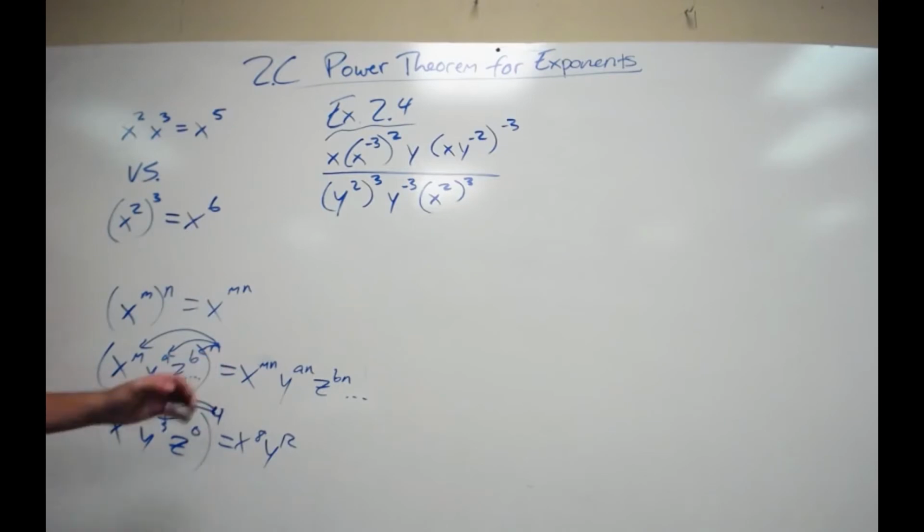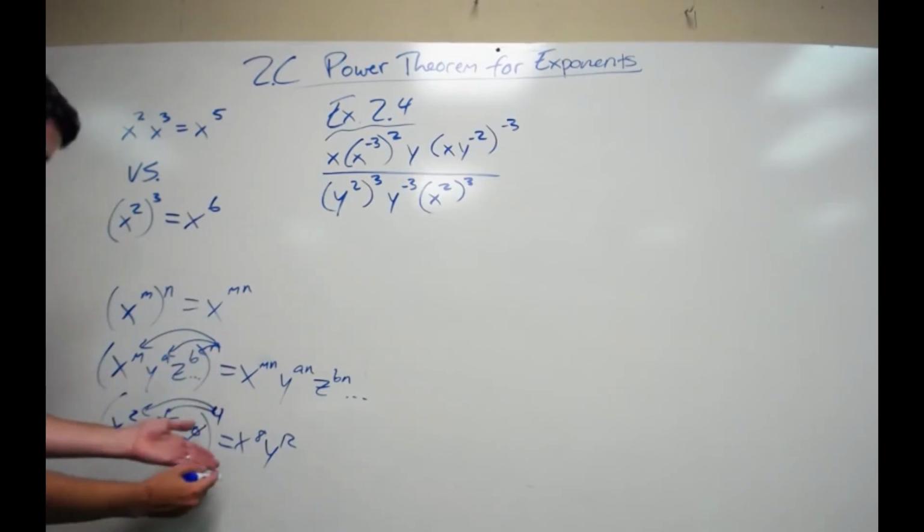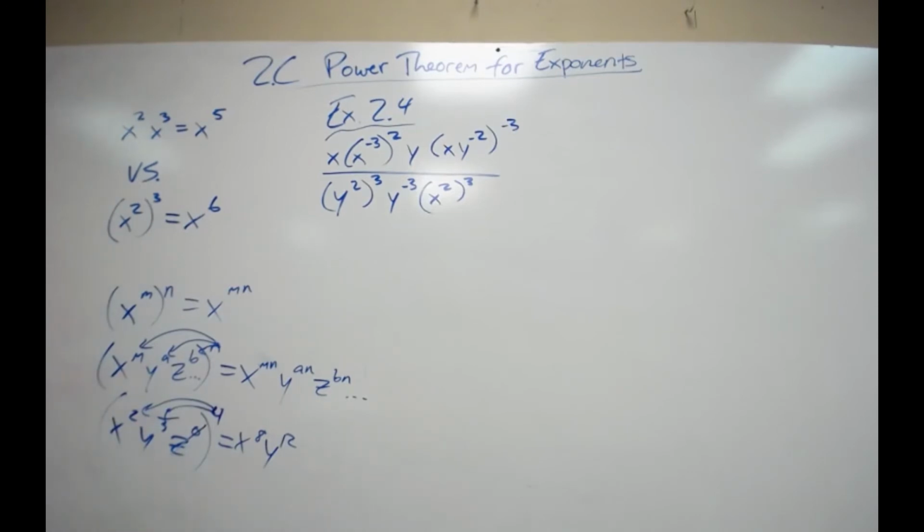1 to the 4th power is 1. So z would actually cross out. So this would be your answer. So that would be that simplified. That is the power theorem for exponents.